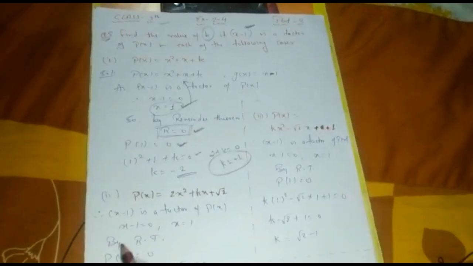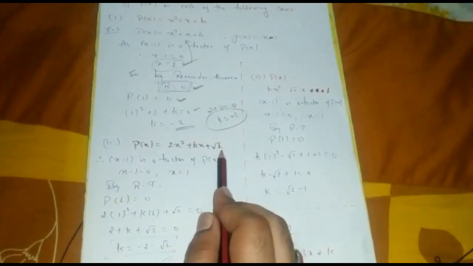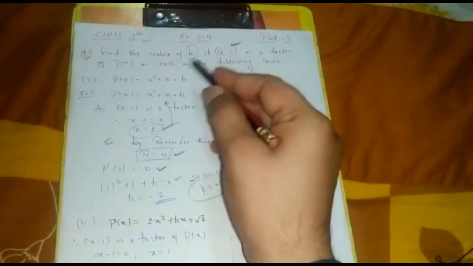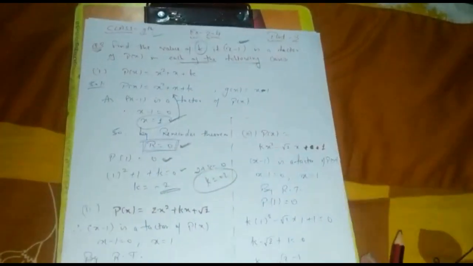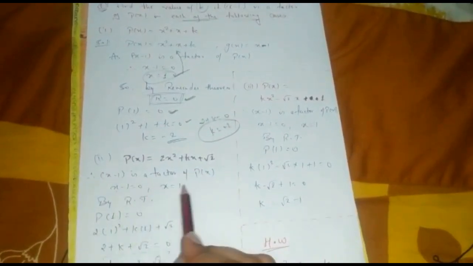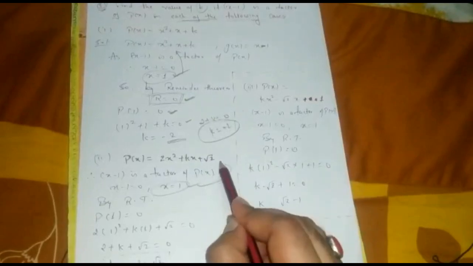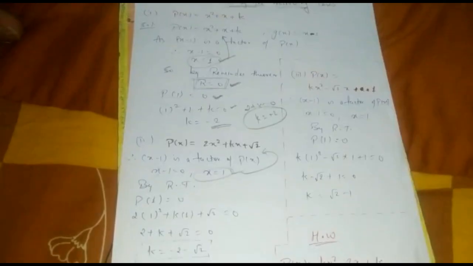Now we will discuss the second part of this question, where the polynomial is 2x square plus kx plus root 2. It is given in the question that x minus 1 is a factor of p(x) in each of the following cases. For all the cases, x minus 1 is its factor. That means x minus 1 equals 0, which gives x equal to 1. That means when we put x equal to 1 in this polynomial, we get remainder equal to 0.